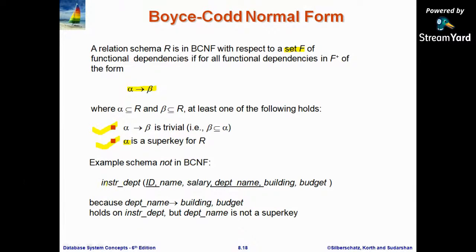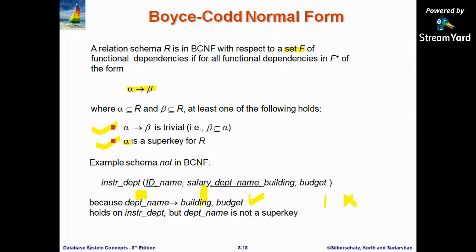Now we need to check the relation that is given. In this relation, this functional dependency holds. Now you have to check whether it is in BCNF or not. So you apply this functional dependency alpha tends to beta. It is not a trivial functional dependency, because no field is common between alpha and beta. So the first condition does not hold for us.